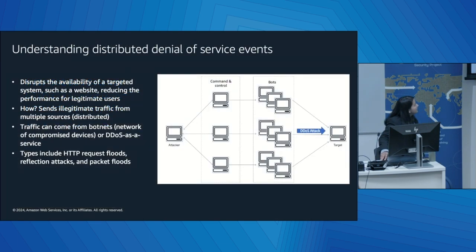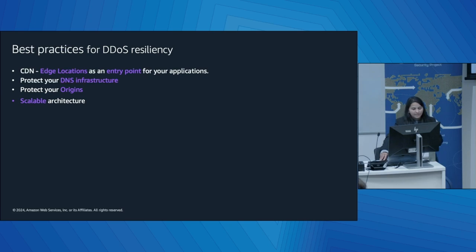And what is happening in the backend? The attackers use bots, send multiple requests to the target, and the target's CPU or API consumption is so blocked that it cannot serve any other new request. So how can you save it? Use edge locations, CDNs, because they are designed to scale and identify DDoS. Protect your DNS, protect your origins, and again, have a scalable architecture.